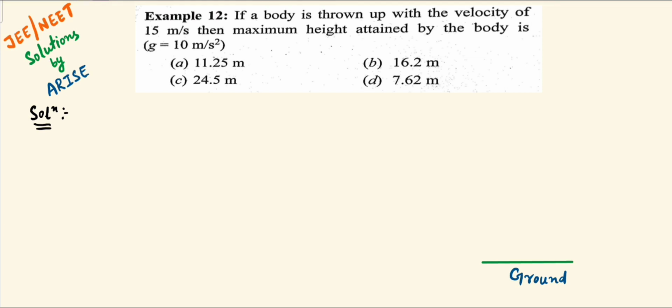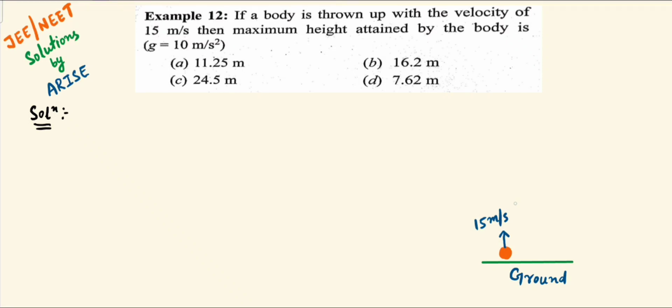Now the concept used in this question is, let's first understand that. This is the ground and let's take a body over here. This body has been thrown upwards with the velocity of 15 meters per second. And now we have been asked to find the maximum height up to which this body can travel with the velocity of 15 meters per second initially provided.